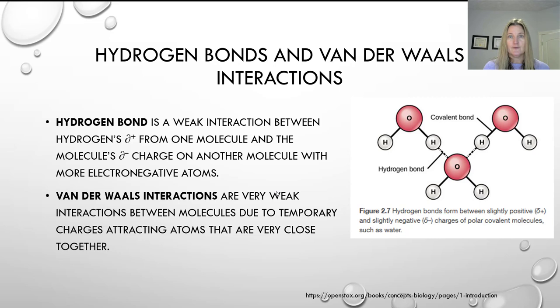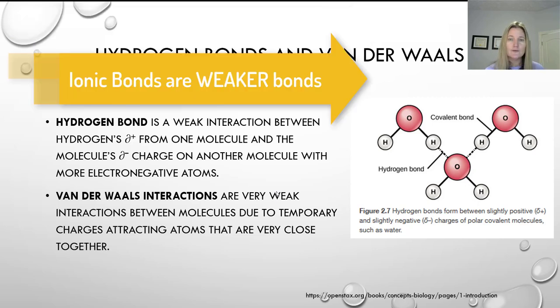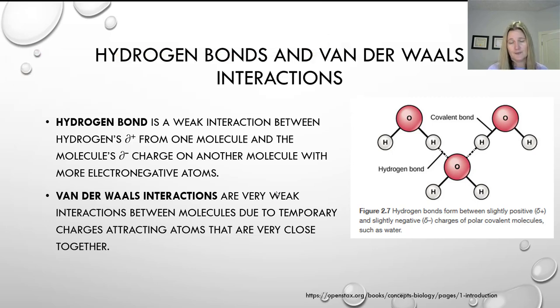So we talked about covalent bonds. They're sharing electrons, so they're very, very strong bonds. Ionic bonds, you either gain or lose an electron, so it's a weaker bond. Now the other two that we describe in biology are hydrogen bonds and van der Waals interactions. Hydrogen bonds are weak interactions, so it's not a strong bond, between the hydrogen's partial positive end from one molecule and a partially negative charge from a nearby other molecule.